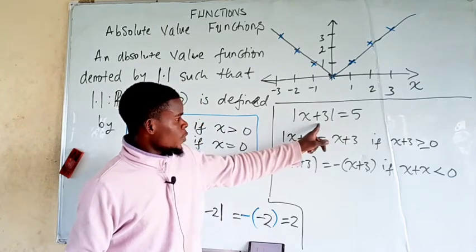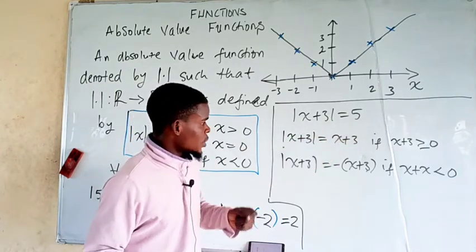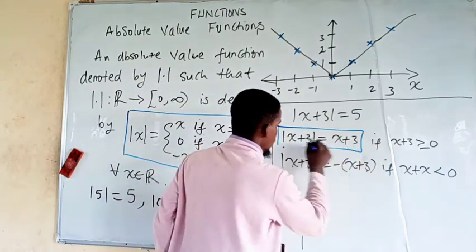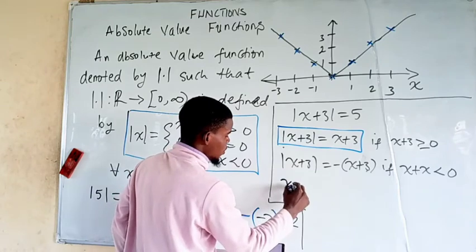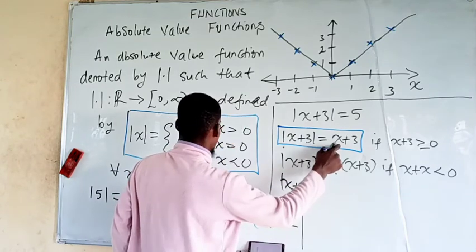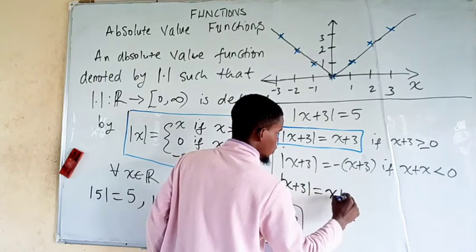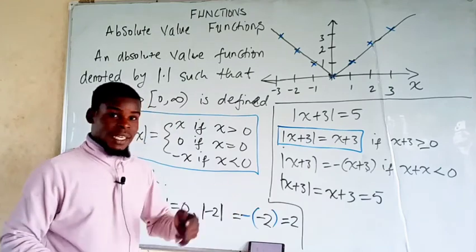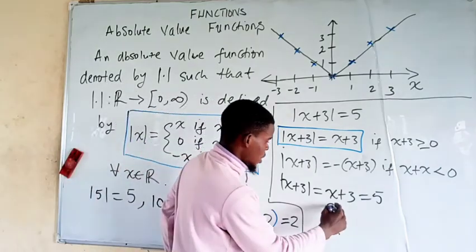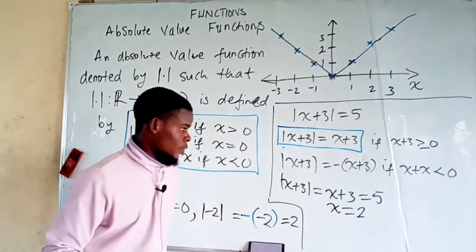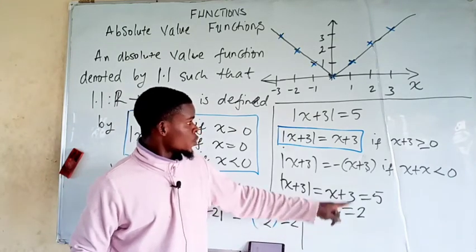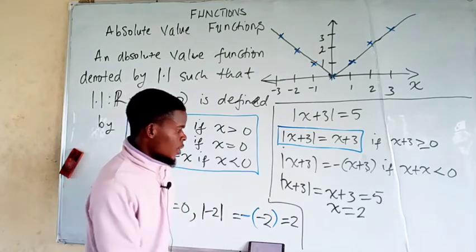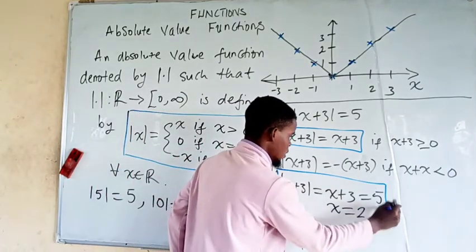Now, the absolute value of this gives us 5, right? So that means from this first equation, we're going to put that the absolute value of x plus 3 is going to be the same thing as x plus 3, which is equal to 5. From there, we can get x by subtracting 3 from both sides. That means x will be equal to 2. Good. So if you plug in 2 into this equation, 2 plus 3 is 5. Absolute value of 5 is 5, and that's it. Alright, good. That is for the first part of the answer.